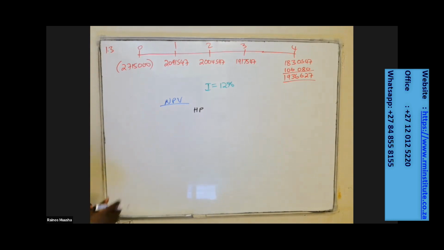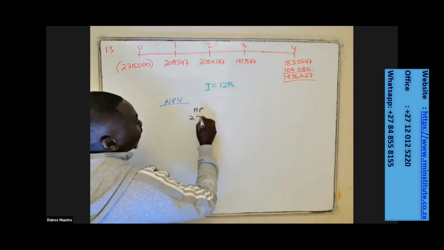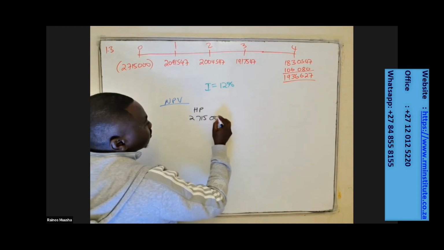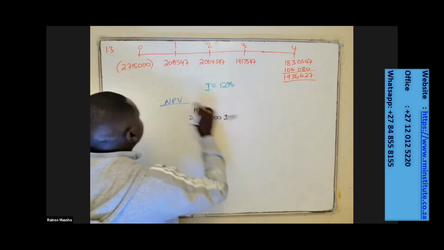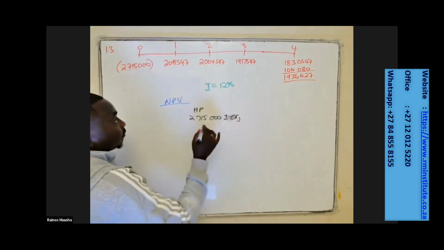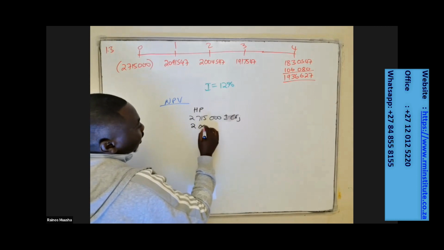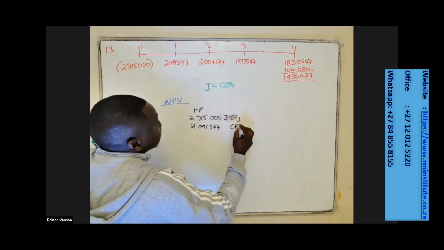With the HP, you say shift, cancel all. And if you're using the Sharp calculator, you say second function, alpha 0, 0. This is how you clear your memory, isn't it? Then after that, you say 2,715,000, and then you press plus minus because it's going to be a negative amount. Then you press CFJ. After that, you say 2,091,547, and then you press CFJ.